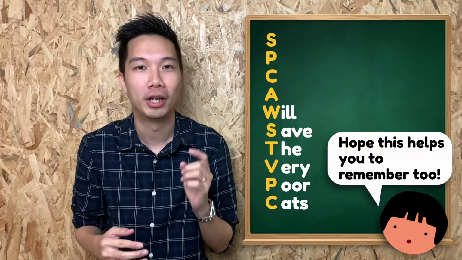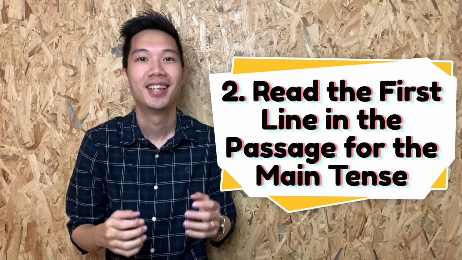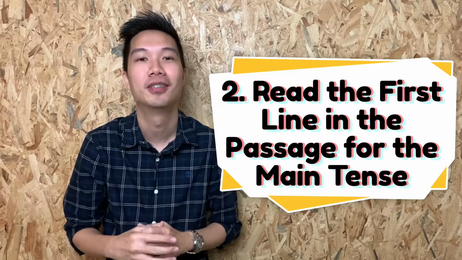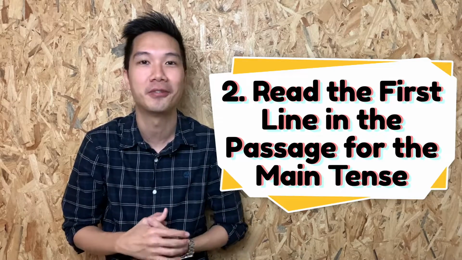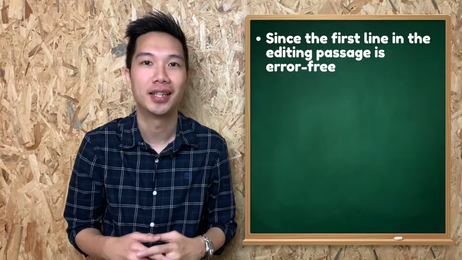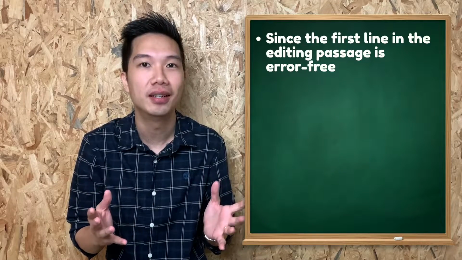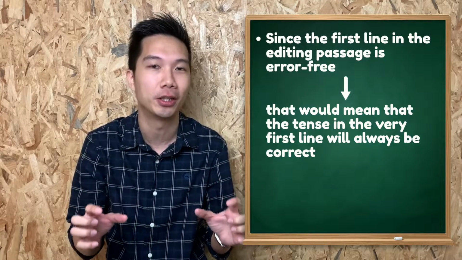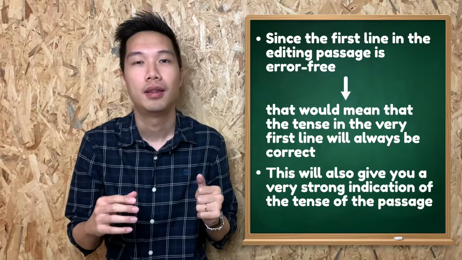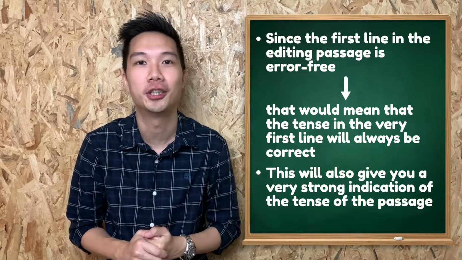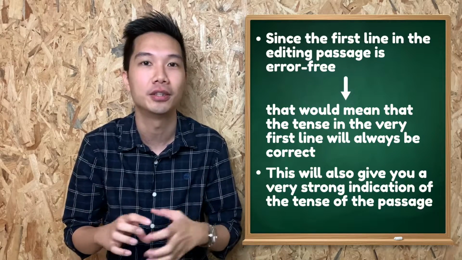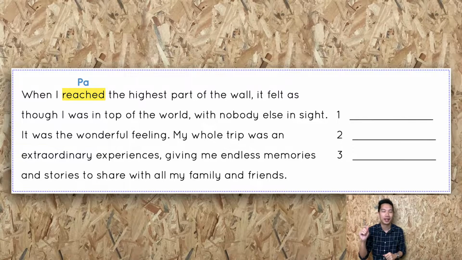So I hope that it will help you to remember them as well. This next one is a very useful tip you can use to check for the main tense of the passage. Since the first line in every editing passage is error-free, it would also mean that the tense for that particular line is always correct. This would also give you a very strong indication of the main tense of the passage.